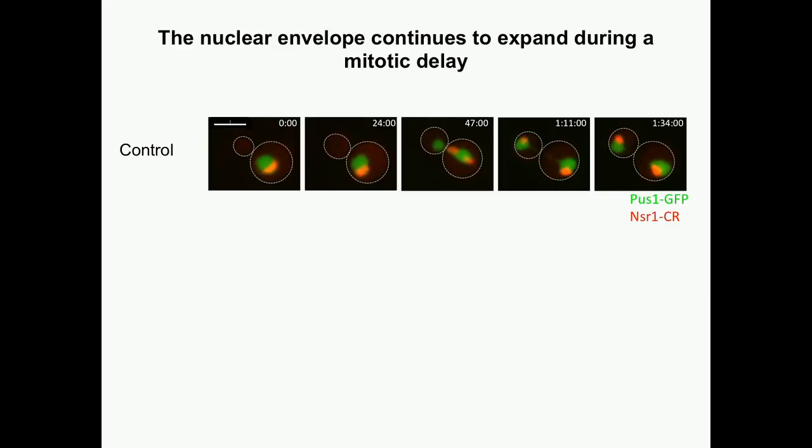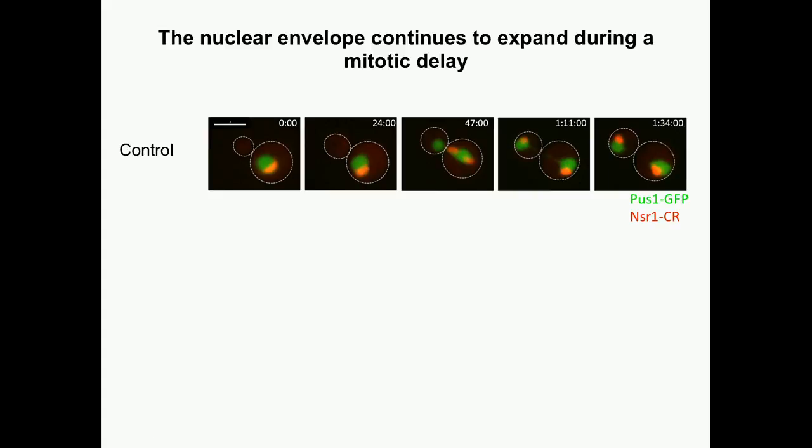So here I'm showing you a wild-type cell progressing through mitosis. You can see here at this time point with the nucleolus, the nucleoplasm shown in green and the nucleolus in red, and I'll use those colors throughout my talk. You can see at this particular time point the expansion of the nucleus, its elongation, the formation of a dumbbell shape, and then the formation of the two daughters.